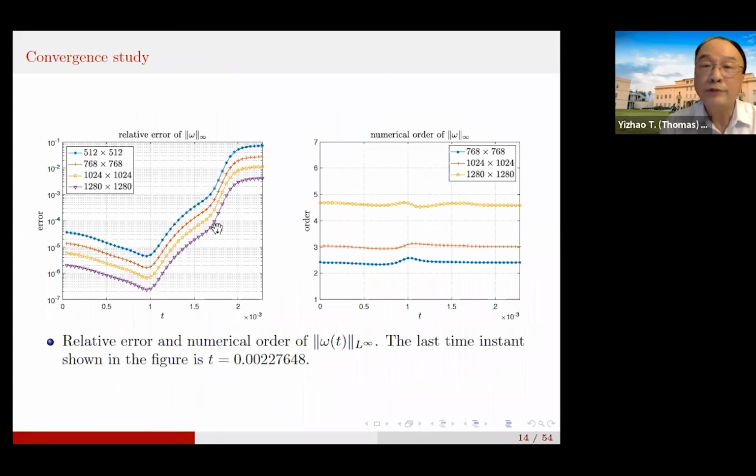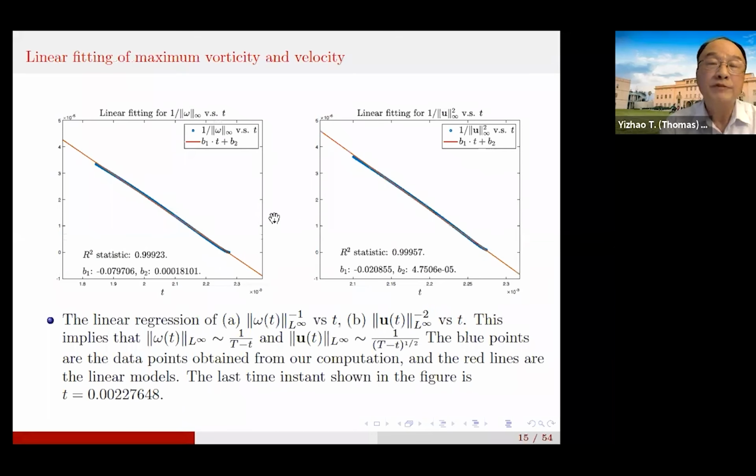We also do a careful resolution study, to make sure that the maximum vorticity is well resolved in different meshes. And the order of accuracy is better than second order: second, third, and fourth as you refine the mesh. So we do some scaling fitting for the maximum vorticity inverse to see whether it really blows up like 1 over capital T minus T. You get a very strong fitting.